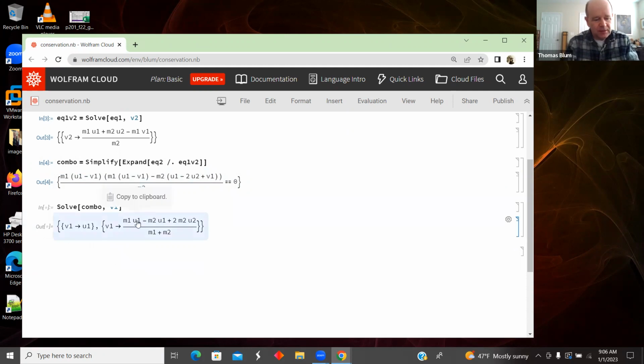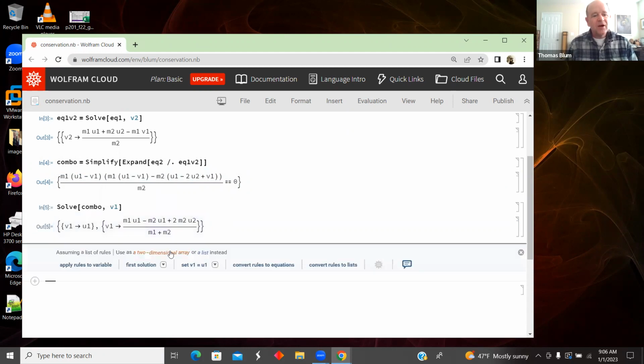Shift enter. And now we see that I'm solving it for a single variable, but now there are two solutions. It's a quadratic formula now. There were velocities times each other here, so it's a quadratic in V1. And so we're expecting two solutions, and we're getting two solutions here.